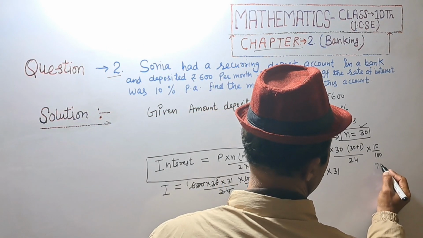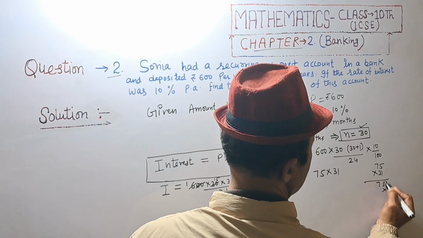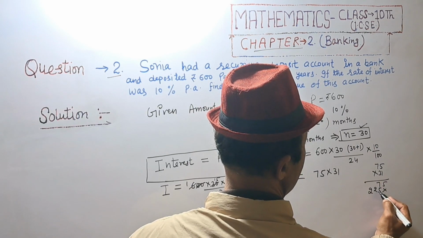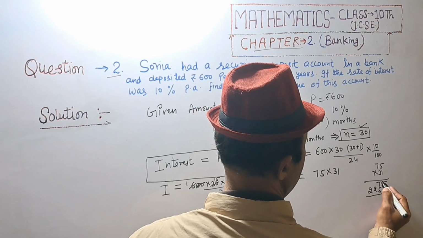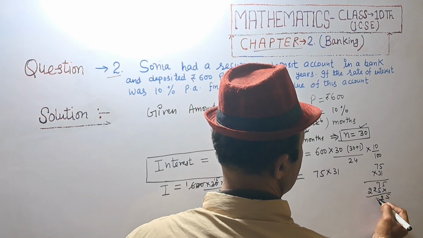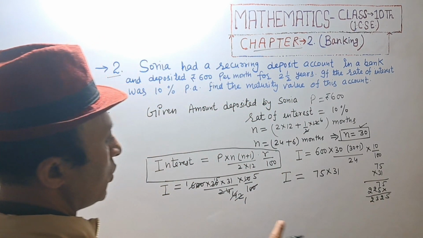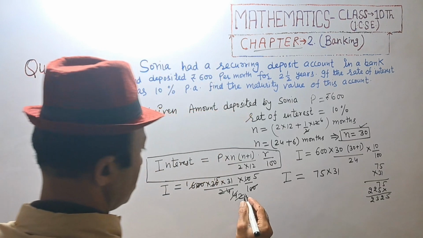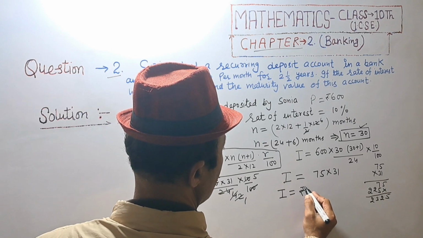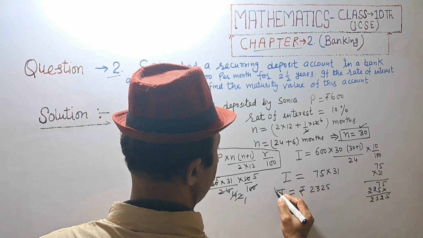So 75 into 31: 5 threes are 15, 7 threes are 21, 22. 5, 7 plus 5, 12, 3, 2, 1 carry. 1 plus 2 is 3, 2, 3, 2, 5. Interest is equal to rupees 2325.